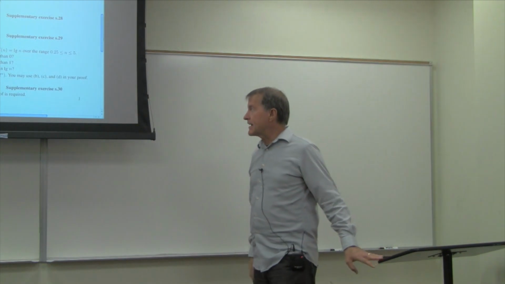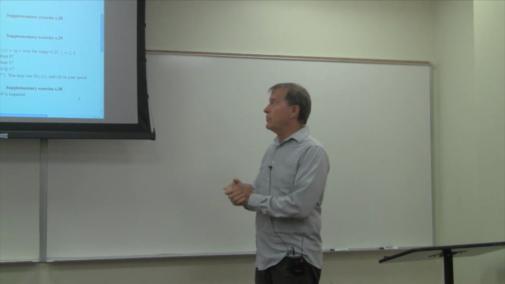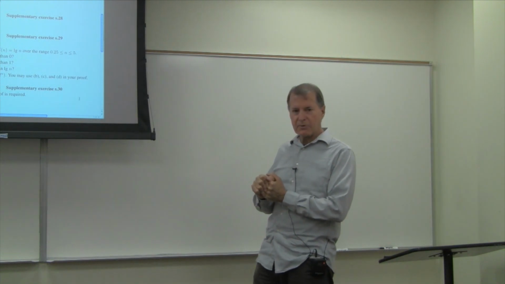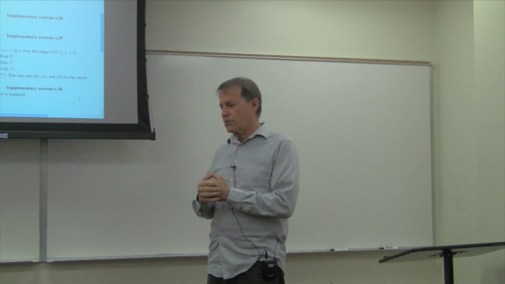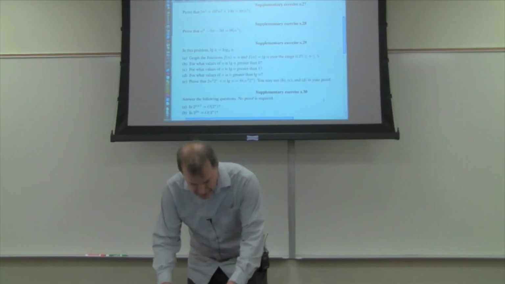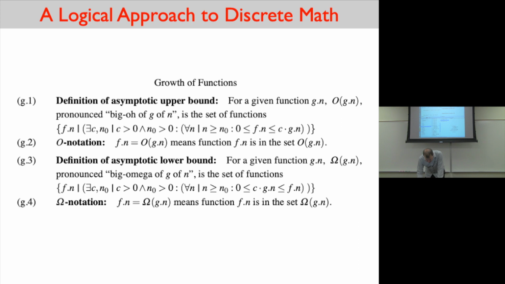So I think the next thing is to review big O, big omega, and big theta, right? Actually, I guess I should have the definitions up here, so let me put that up. Let's review what that is. So here it is: growth of functions. You remember the definition of an asymptotic upper bound. The upper bound is big O, O for over, so that's the upper bound.